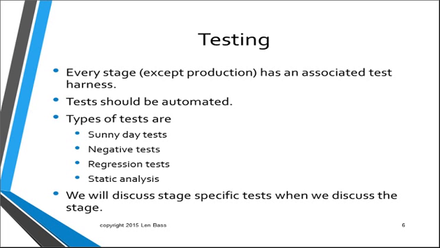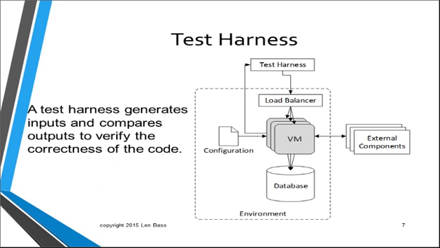So you have sunny day tests, does everything work the way it's supposed to? You have negative tests, what happens if I do something wrong? You have regression tests, what has happened to the bugs that I found previously? And then there's analysis. You can do static analysis, code analysis, to look at the code and detect certain types of problems. We'll get into this in more detail. So first, let's talk about a test harness. So a test harness is a mechanism whereby you can run automated tests.